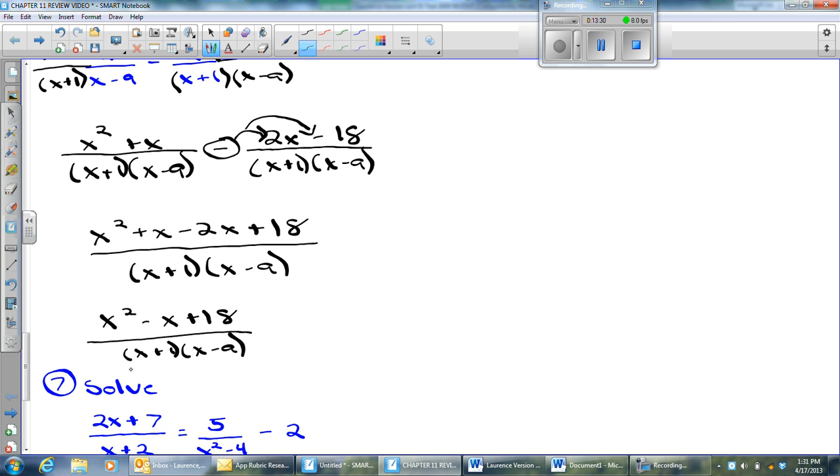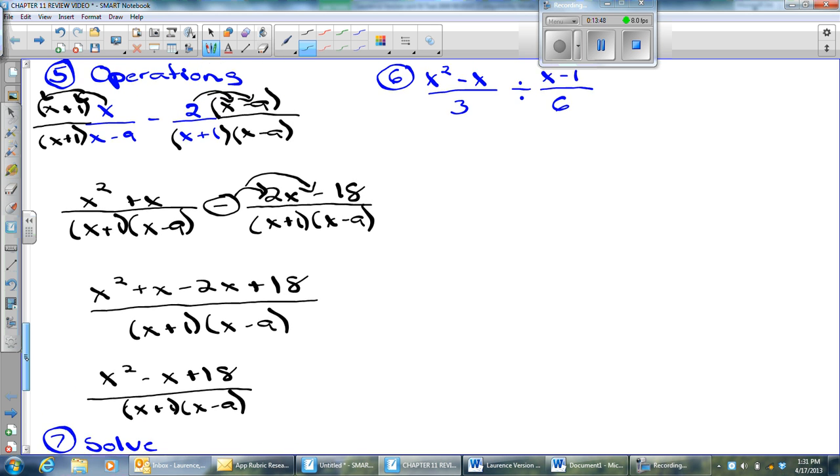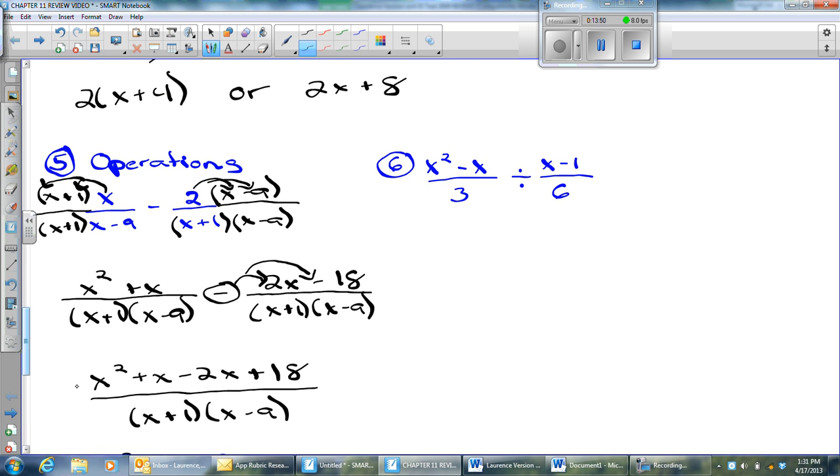Now you could FOIL this denominator, that's fine. I'm going to keep it like this because I'm running out of room. And this is our final answer. All we did was subtract 2 fractions. It just so happens these fractions have variables. Okay. You do the same thing with adding, only with adding you don't have to distribute the adding. That's only with subtraction.